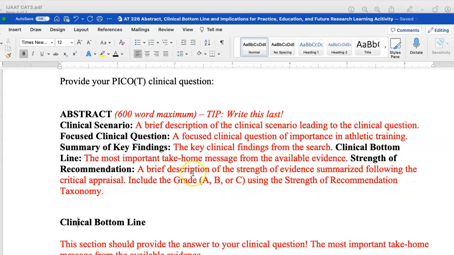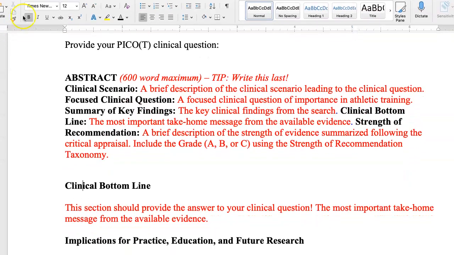And strength of a recommendation. A brief description of the strength of the evidence following a critical appraisal. Include the grade using the strength of recommendation taxonomy. So this would be a maximum of 600 words of the abstract. Again, you want to write this last. And again, look at the sample papers to help you with these sections. I'll read all this and give you feedback before you write your rough draft of this assignment.